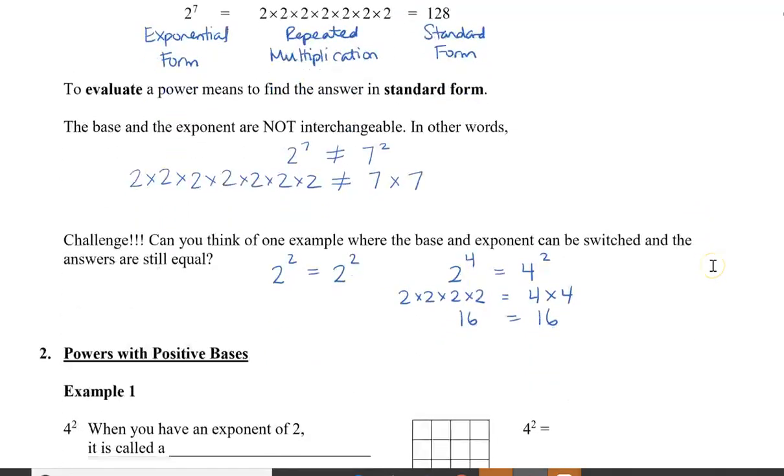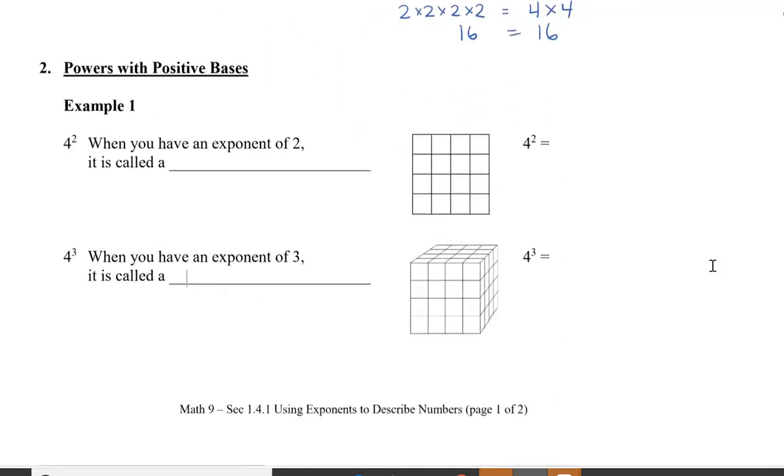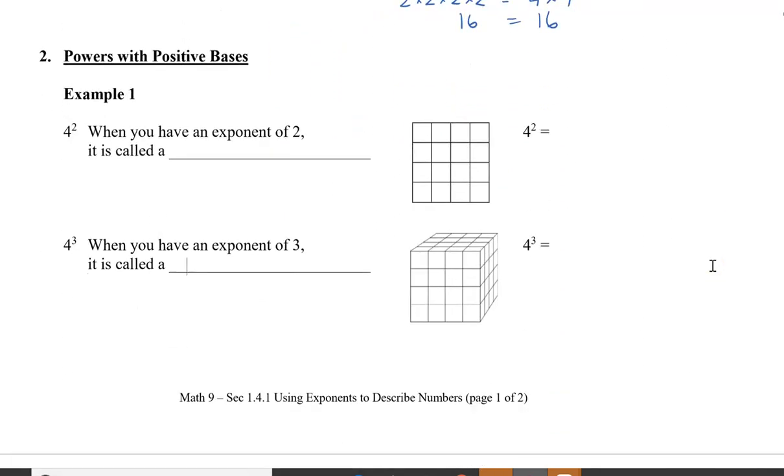All right, let's take a look at a couple of powers with positive bases and what they look like. So if you have 4 squared, or 4 to the power of 2, this means that the exponent is 2. This is called a square number. So recall that means that we have a side length of 4 on each side. And then when we count up all of the squares, we have 16 of them. So 4 squared means 4 times 4, each of the side lengths, and that equals 16.